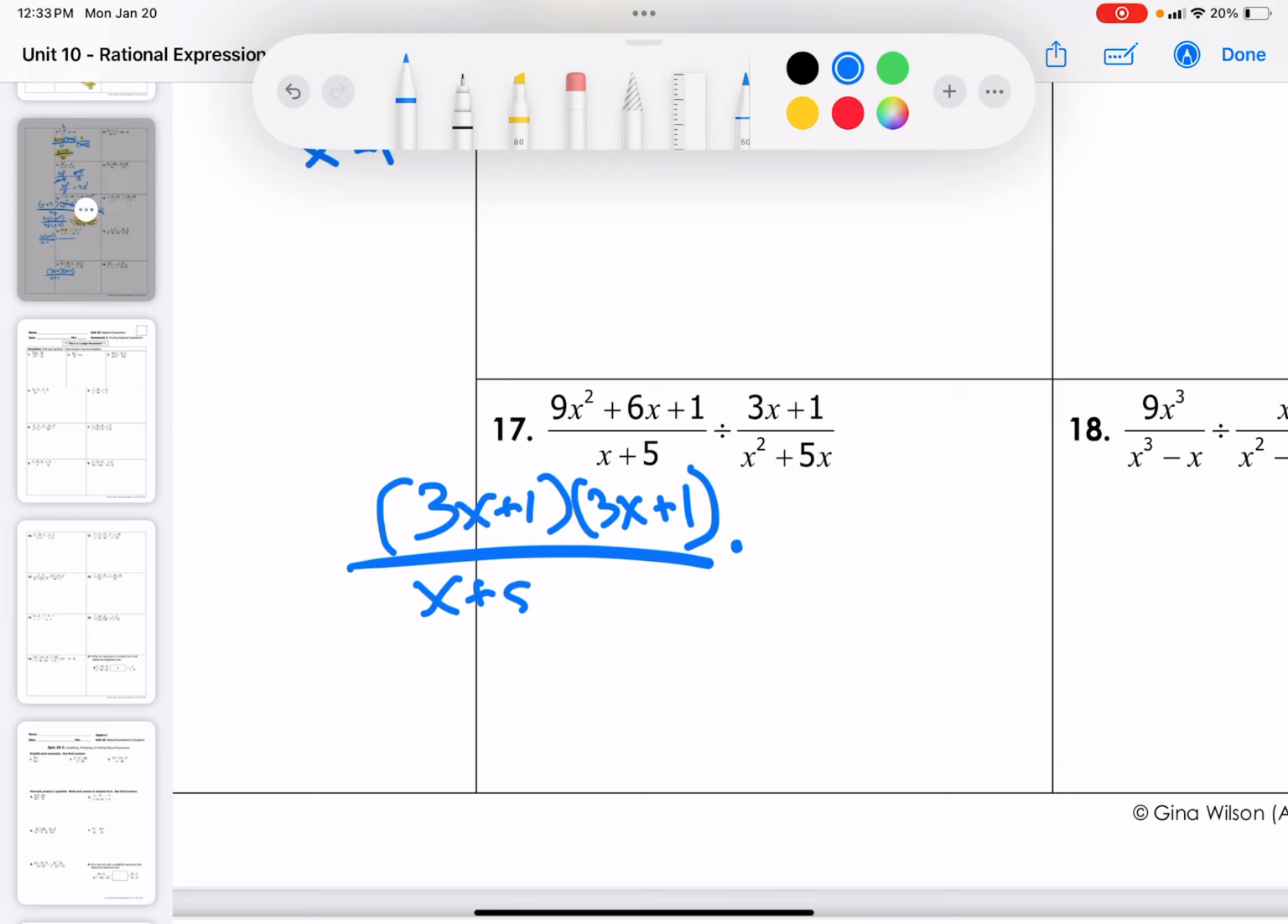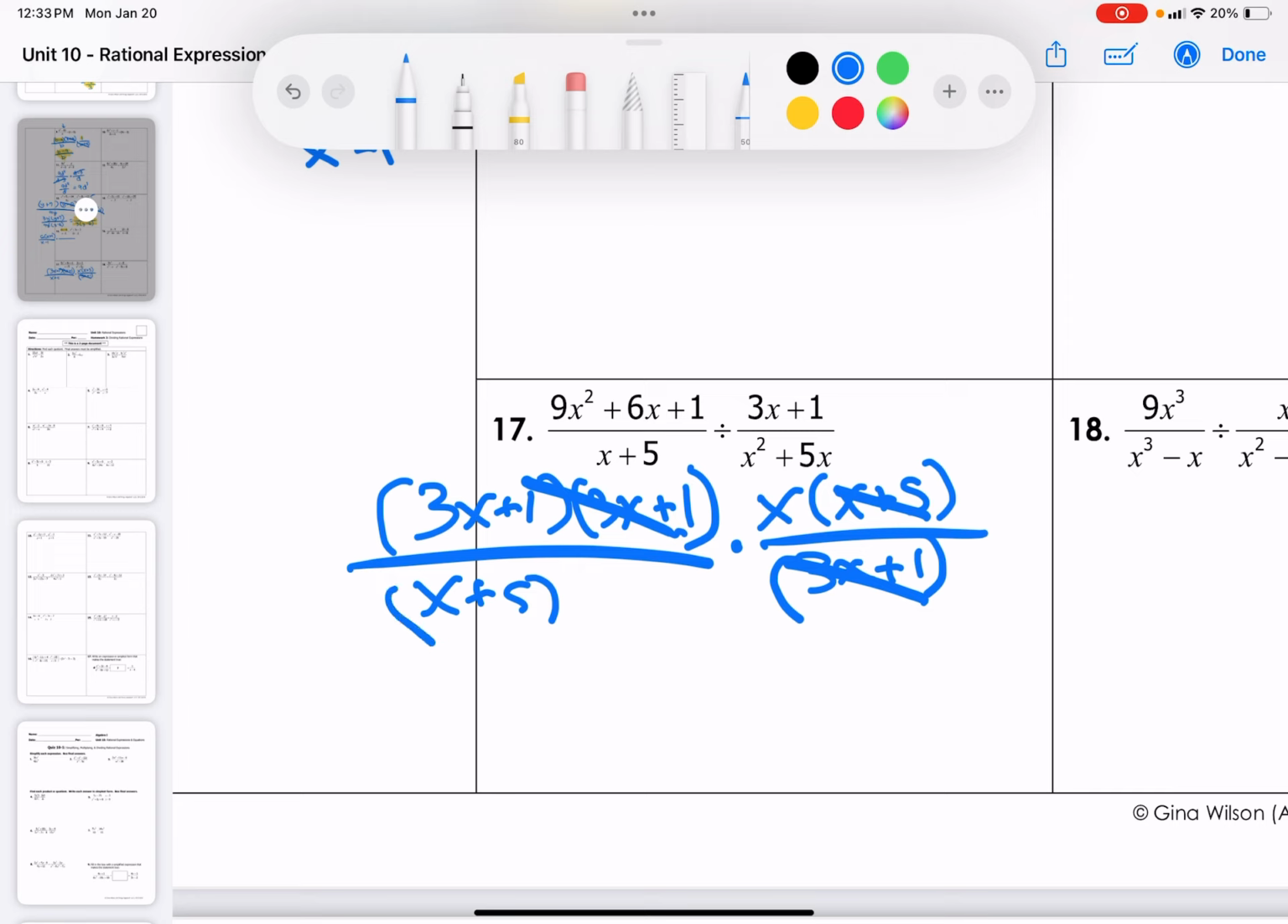And now I'm multiplying times the reciprocal. So I could take out an x, right? So I'm going to take out the x, and I'm left with x plus 5 over 3x plus 1. And now we could simplify, right? Take out a 3x plus 1, take out the x plus 5. And now I'm left with x outside of 3x plus 1. And that's my answer.